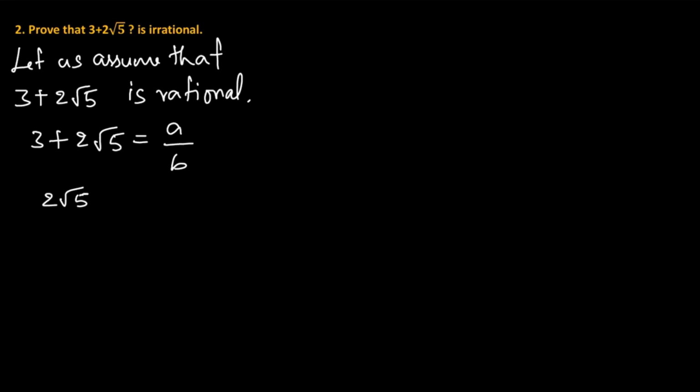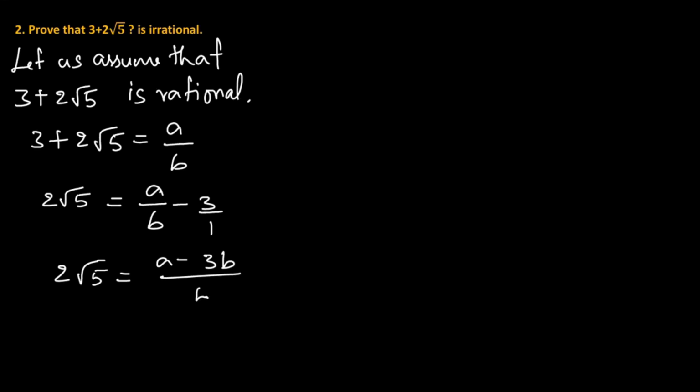So 2 root 5 is equal to a by b minus 3. 3 divided by 1, there is nothing in the denominator, so you can keep 1. Hope you know this process. a minus 3b divided by b, after taking the common denominator. In the left side, 2 is in the numerator. If it goes to the right side, root 5 will become a minus 3b divided by 2b.